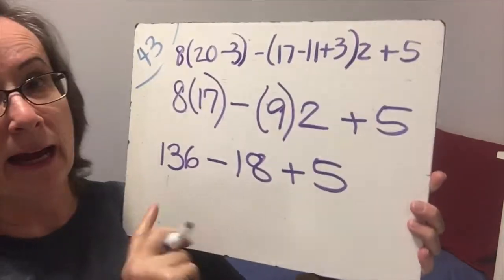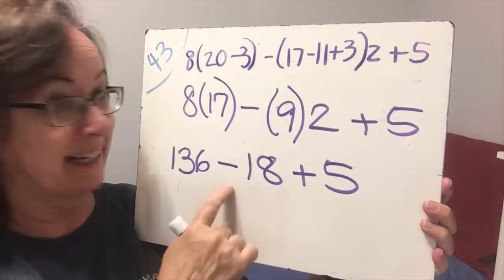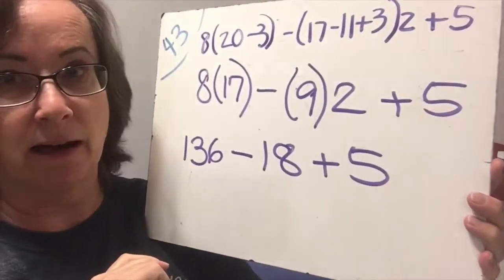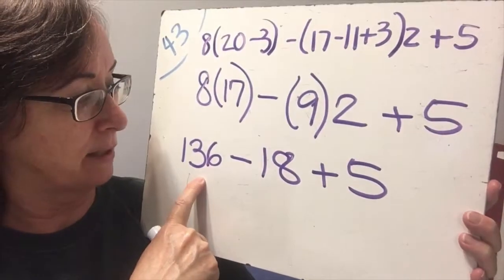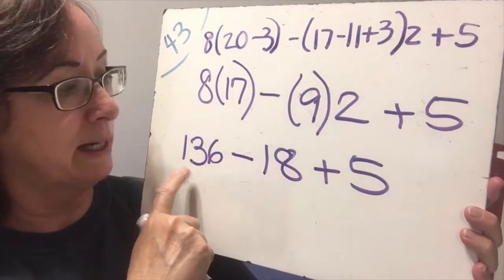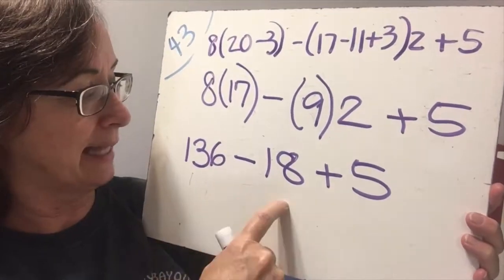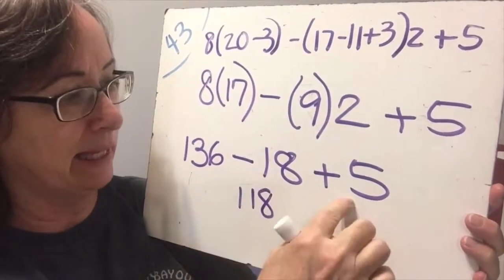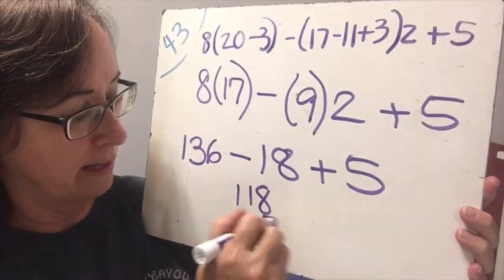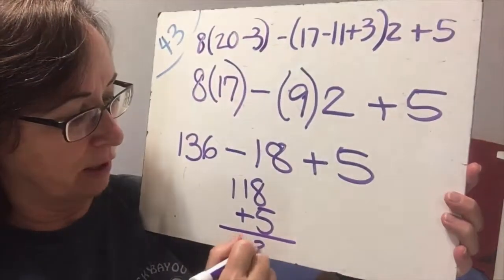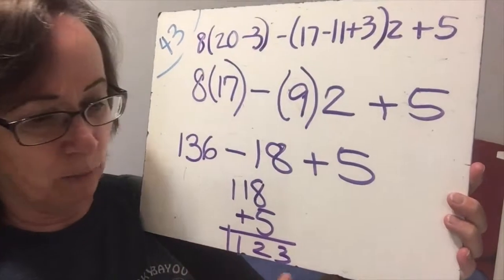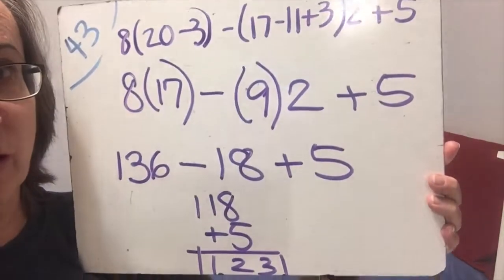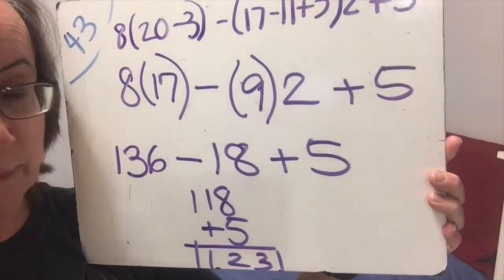Okay, so now I'm going to do these left to right because I have a minus and subtraction is not commutative. So we will start at the left and we will subtract. 136 minus 18 is 118. And then I add the 5 and I get 123. And 123 is the correct answer. So there's your work on the second problem.